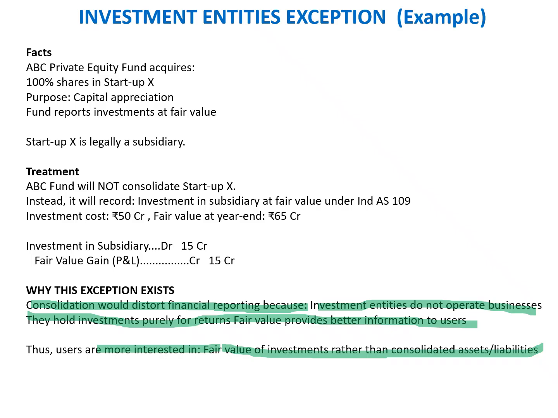For example, ABC Private Limited acquires 100% share in Startup X. The purpose is capital appreciation. Startup X is a legal subsidiary. Still, ABC will not consolidate Startup X. Instead, it will record the investment in subsidiary at fair value, as per Ind AS 109. Let's say the investment cost is 50 crore and the fair value at the end is 65 crore. The investment in subsidiary would be increased by 15 crore, and the fair value gain will go to the profit and loss account. So this is the treatment whenever investments are made with the major objective of getting appreciation through fair value changes rather than having control over the other entity. So we'll move to the next slide.